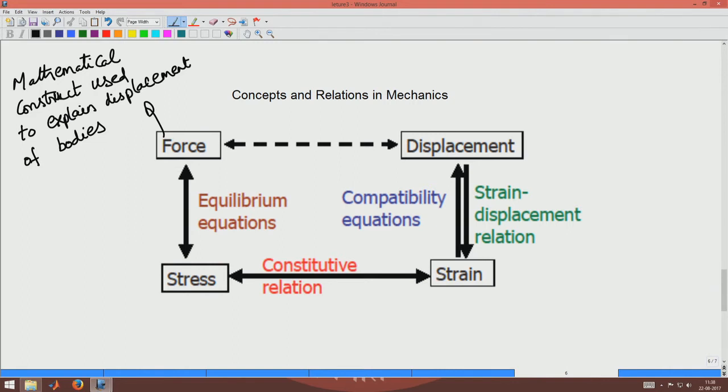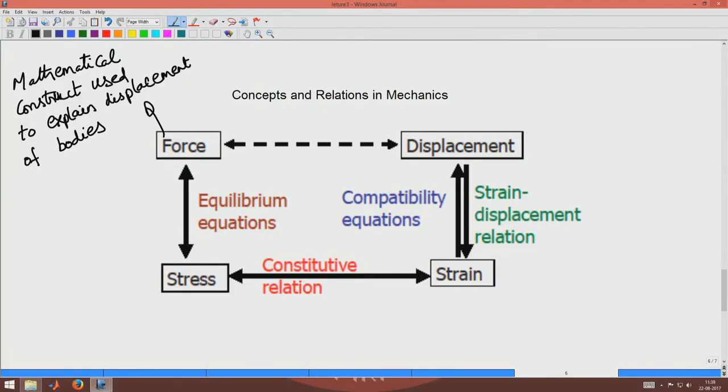But we have been using this term force quite frequently in our day to day life, so we think it is a physical quantity which we understand. But if you think deep about it, it is not a physical quantity, it is a mathematical quantity which we use to describe displacement. Force is not the tiredness that we feel when we lift up a weight, force is not the muscle contraction, force is not something which you can quantify physically. That is something you have to understand.